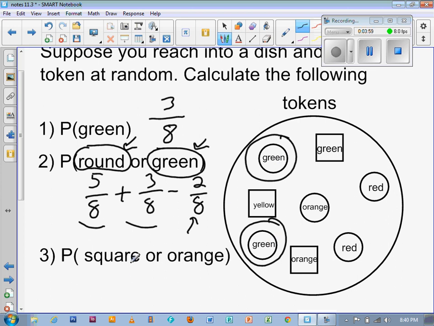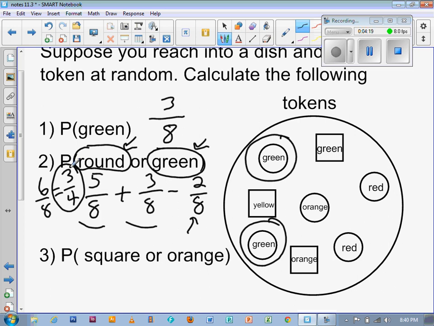So we have to subtract that out, giving us 8 out of 8 minus 2 out of 8, which is 6 out of 8. Which is 3/4. So that would be your overall probability of getting a round and green token. And it's basically an example of not mutually exclusive events.